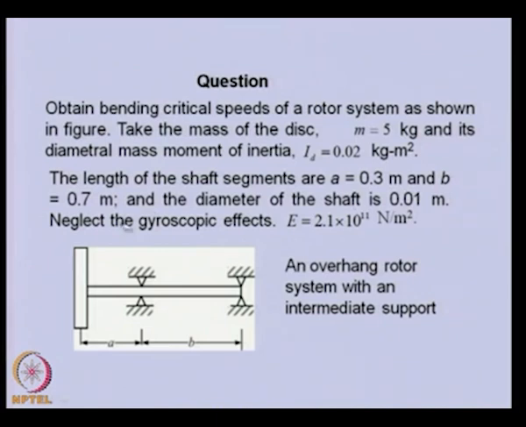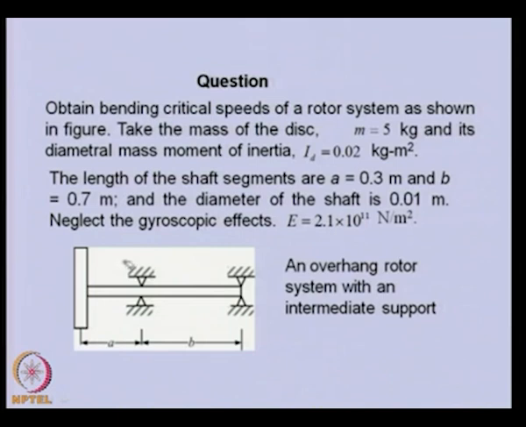In this particular case, we are not considering the gyroscopic effect. Generally, in the overhang portion, we expect a lot of gyroscopic effect, especially when the rotor is at high speed, but for this particular case we have neglected that.